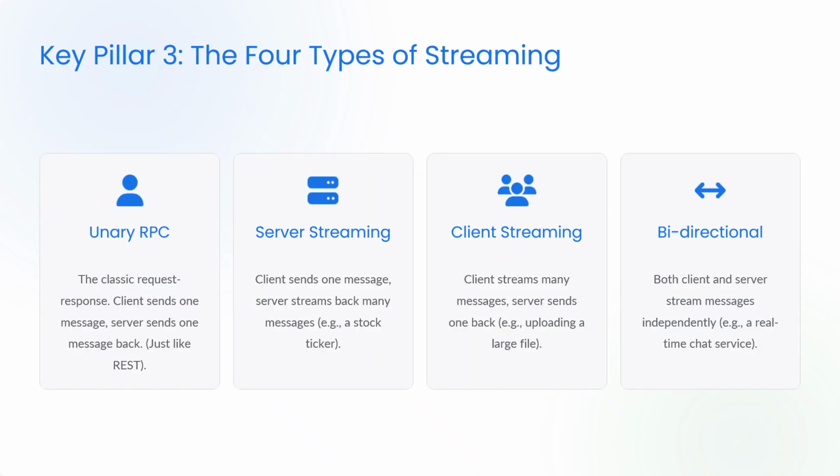The last core technology we have are the four types of streaming that gRPC offers. First of all, we have unary RPC, which is the classic request response, just like the REST framework. Then we have server streaming, where the client sends one message and the server streams back many messages. Along with that, we have client streaming, where the client streams many messages and the server sends only one back, for example, when the client is uploading a large file. There's also bidirectional streaming, where both client and server stream messages independently, for example, a real-time chat service.